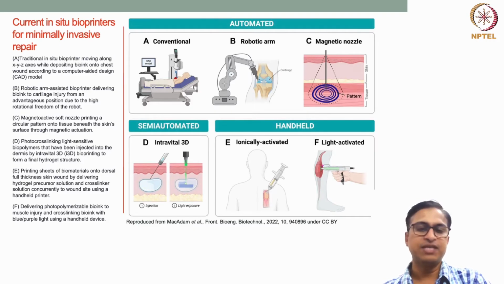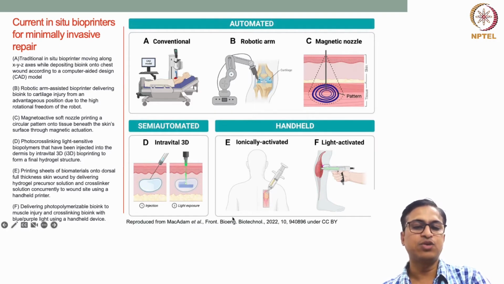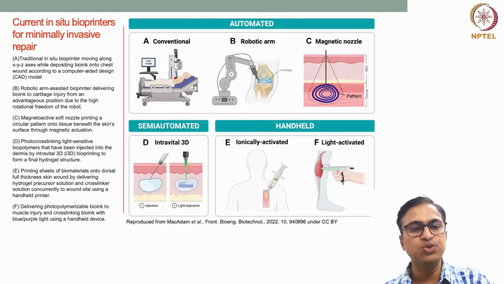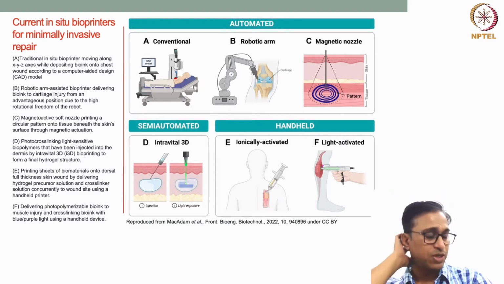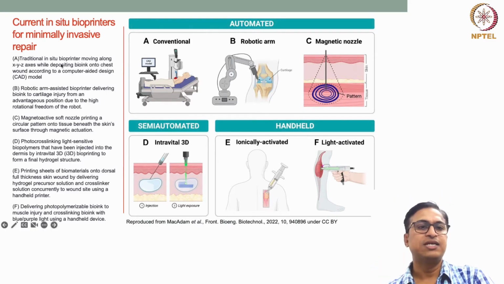This is mostly taken from this reference. You can look into the reference. There they have discussed the current bioprinting techniques with which in situ bioprinting is possible, and also the other projected techniques that can be used for in situ bioprinting. One such thing is the traditional in situ bioprinter that moves along the XYZ axis while depositing bioagents on, suppose, a chest wound, according to a computer model.